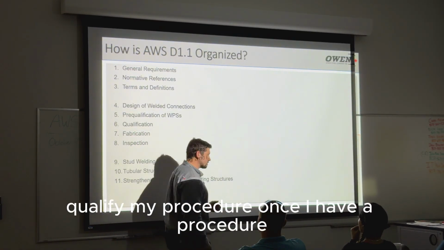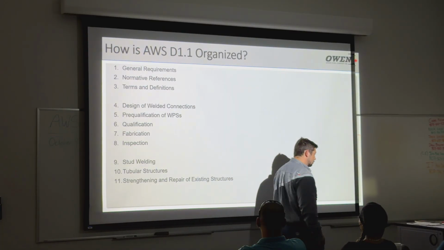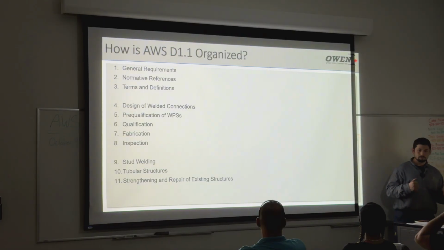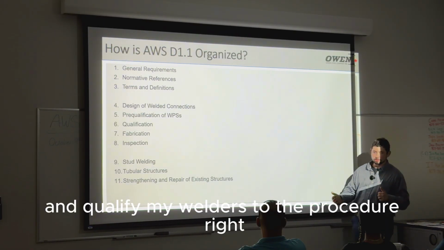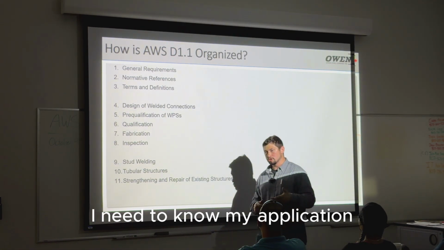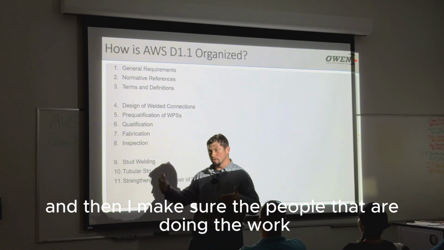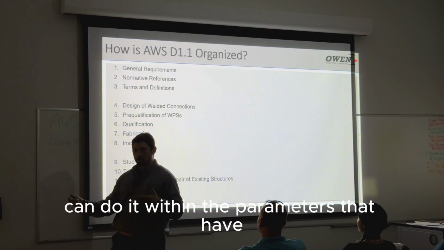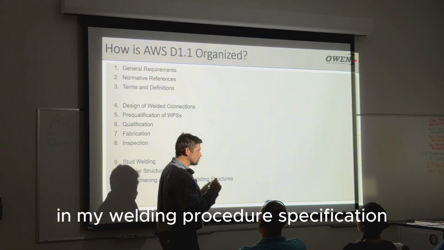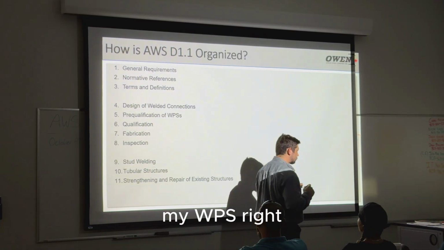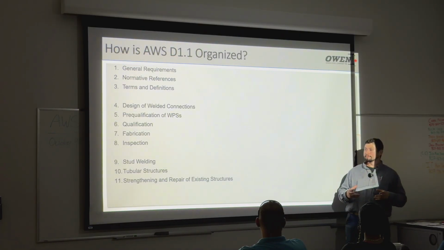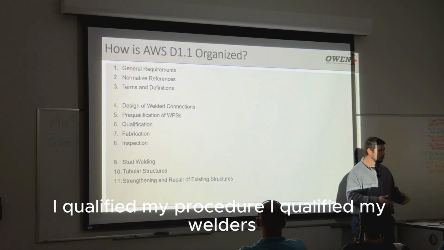They want you to go through your options. Qualify my procedure. Once I have a procedure, once I've done testing for a procedure, then I can get my welders and qualify my welders to the procedure, right? So I need to know my parameters, I need to know my application, and then I make sure the people that are doing the work can do it within the parameters that I have now specified in my welding procedure specification, my WPS, right? Now I know what I'm building, I've qualified my procedure, I've qualified my welders.